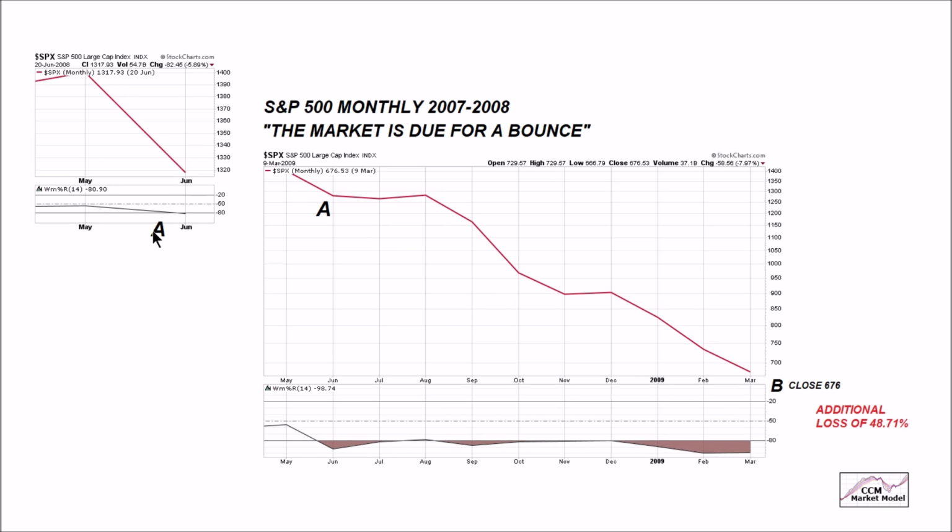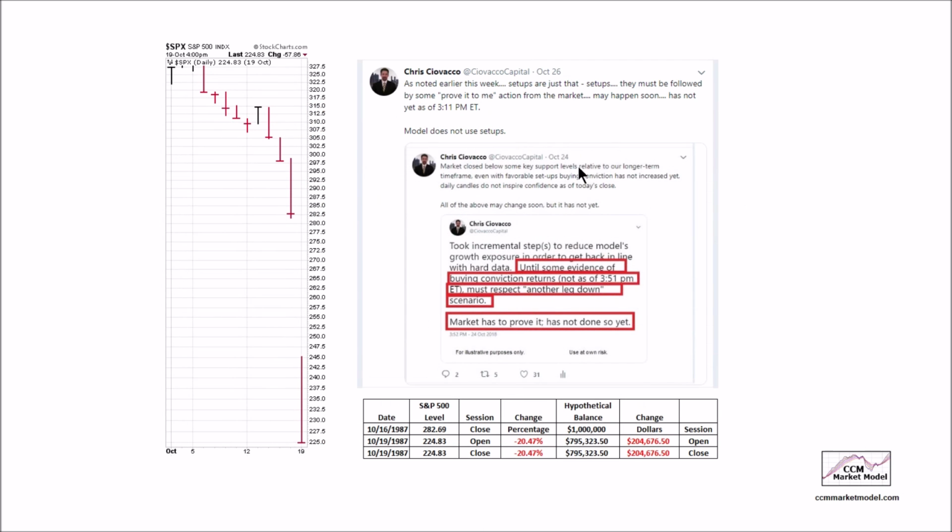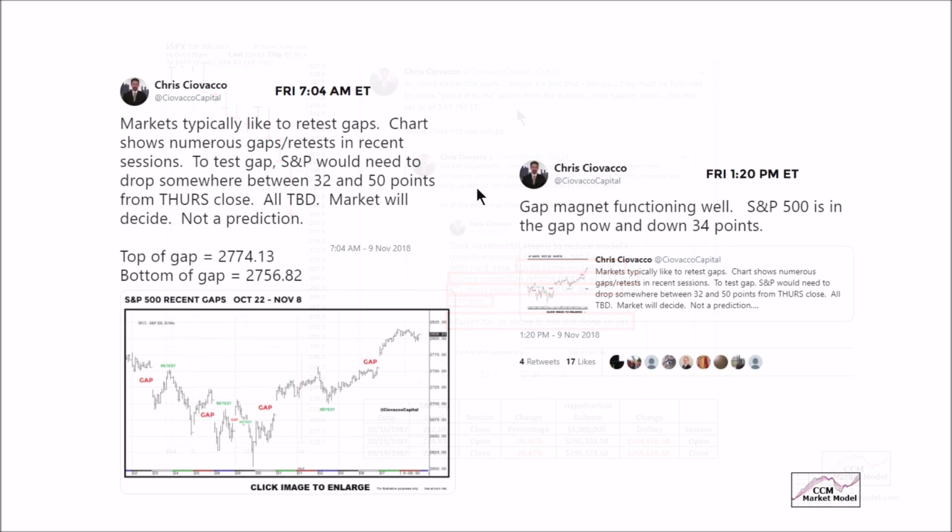From this point A, where we first went into oversold territory, the additional loss, we dropped from 1317 down to a close of 676. So if we kept guessing in here, we would have been guessing during a 48% additional loss between point A and point B, which is why it's so important to wait for the market to prove it. During the trading session on Friday, November 9th, the S&P 500 retested a gap.